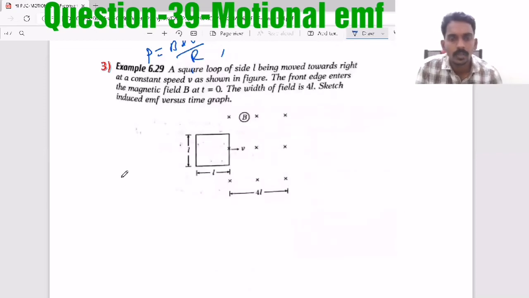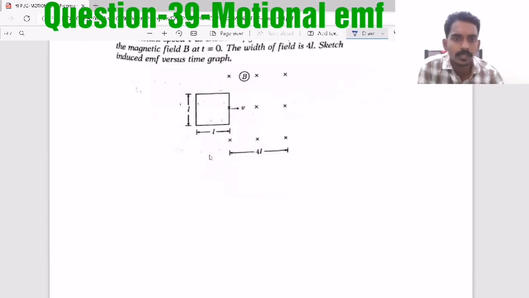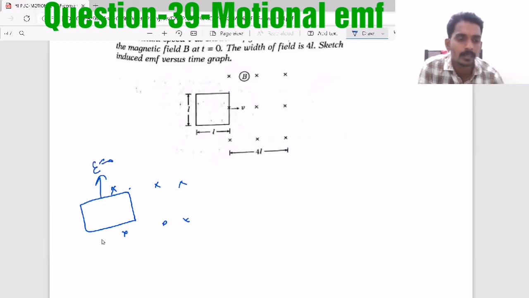Now here, a square loop of side L is being moved towards the right at a constant speed V as shown in the figure. The front edge enters the magnetic field B at t equal to 0. The width of the field is 4L. Sketch the induced EMF versus time graph. See, as it enters, first only this side is inside the magnetic field. For the horizontal sides, induced EMF is 0, because the velocity is parallel. Induced EMF will only be there along the vertical sides.